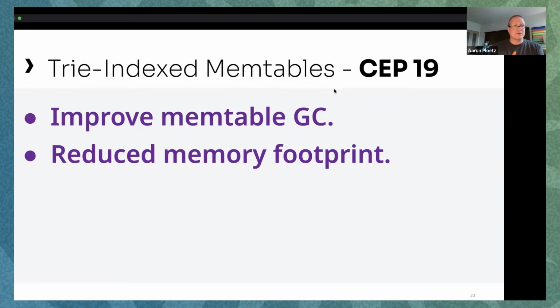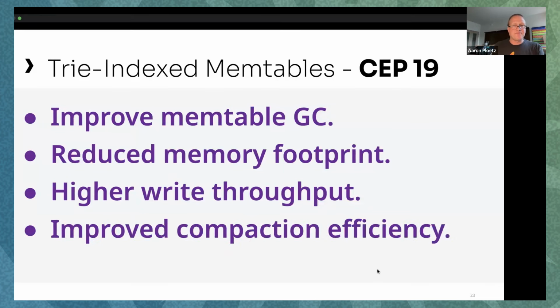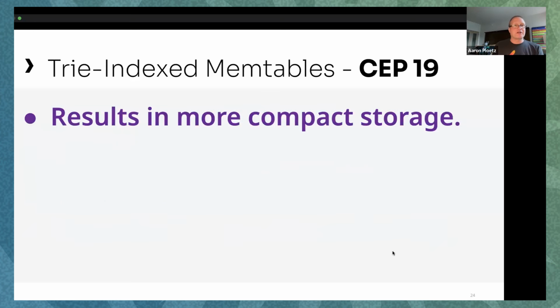This implementation also helps us reduce the memory required to host our existing memtables. Ultimately it increases write throughput as well, because we've got the dual write path, and when you do a write, it's got to go to the memtable and it's also got to go to the commit log. Well, this improves that throughput as well. And ultimately, when these things get flushed onto disk, it improves compaction efficiency because we're cutting down on the amount of disk required as well. Yep, it results in more compact storage.